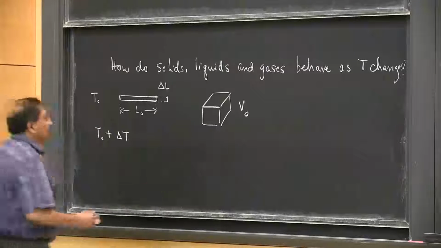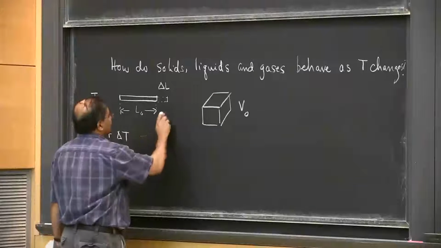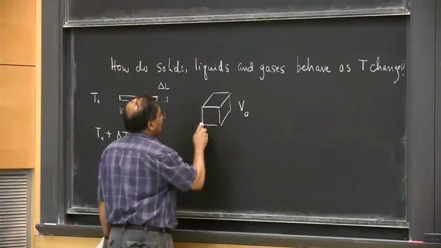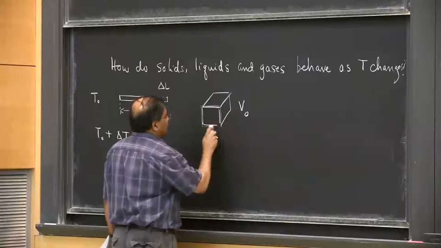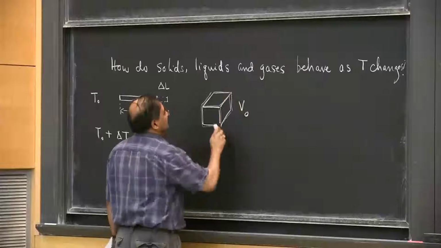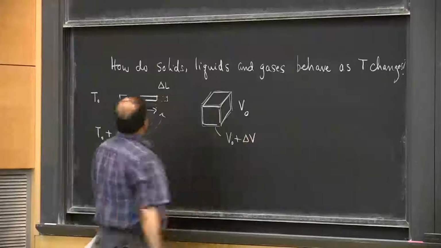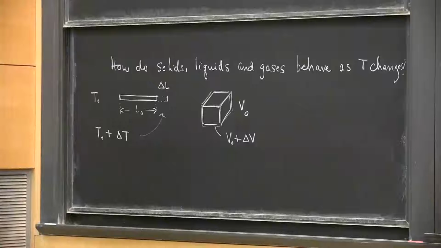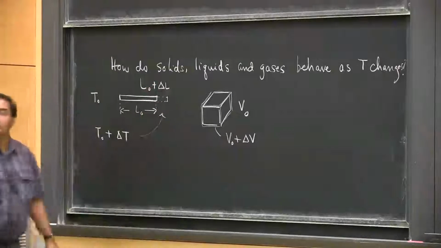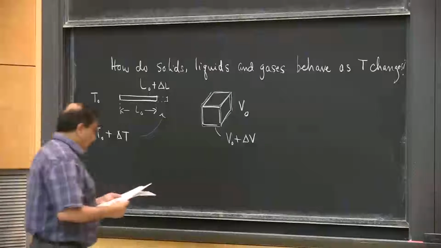So same thing happens here. So if you change the temperature here to T0 plus delta T, this will be L0 plus delta L, and this could also ever so slightly expand to V0 plus delta V. So this now becomes V0 plus delta V, the expansion being delta V. Total length here obviously will be L0 plus delta L. So how does this work? How do we express that? How do we calculate that?